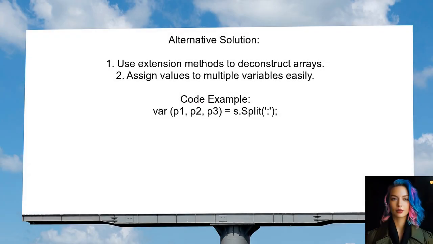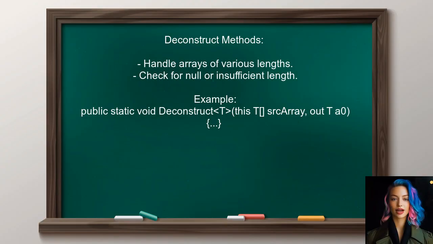An alternative approach provided by another user involves using extension methods in C# 7.0 to deconstruct arrays into value tuples. This allows you to easily assign values from an array to multiple variables. The user shared several deconstruct methods for arrays of different lengths, ensuring that you can safely access elements while handling potential errors if the array is null or too short.